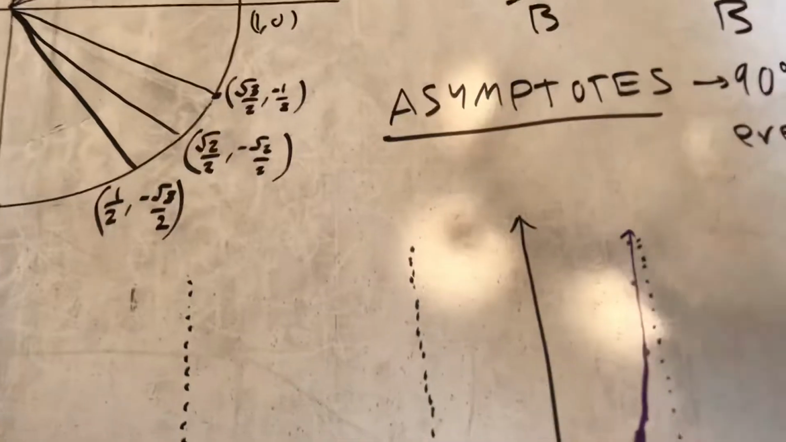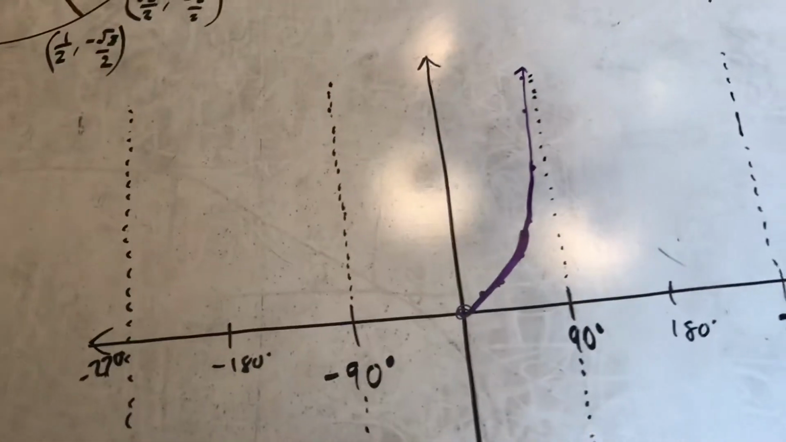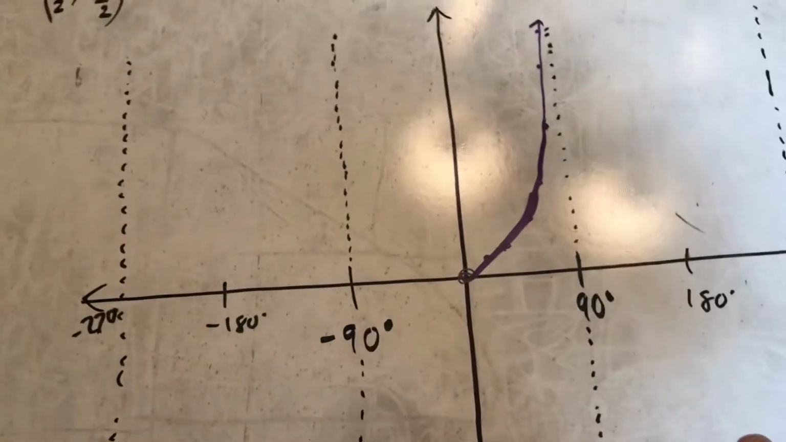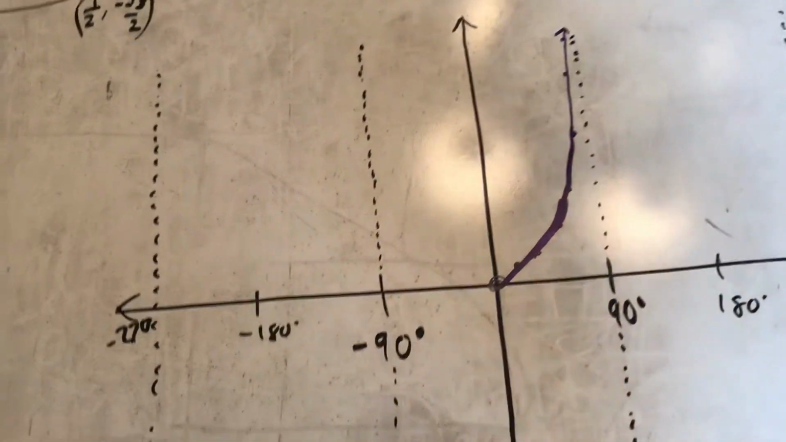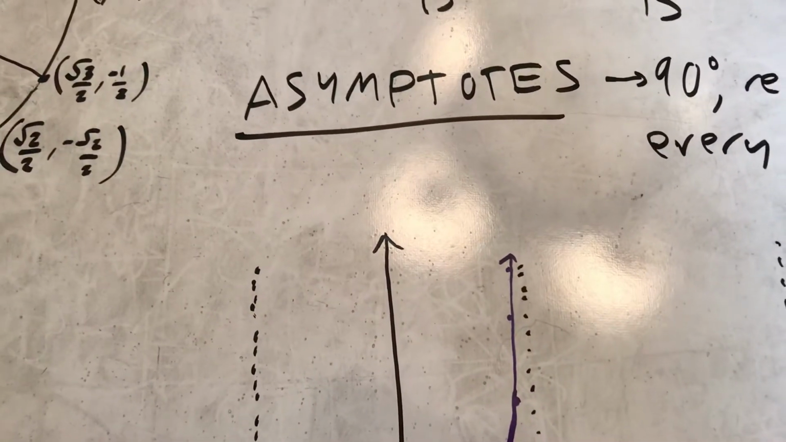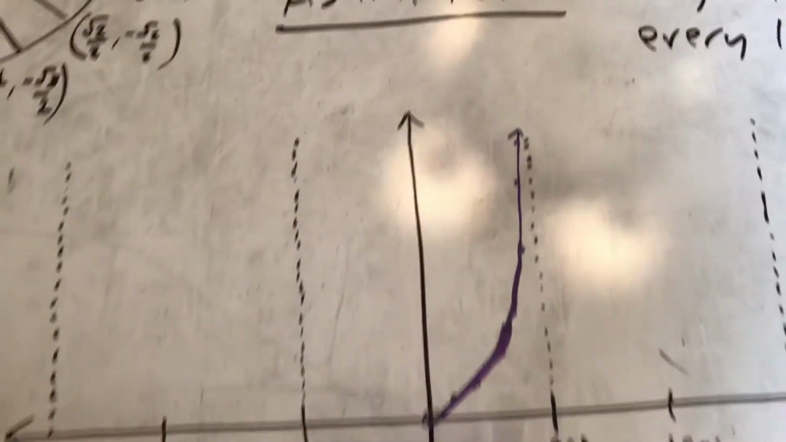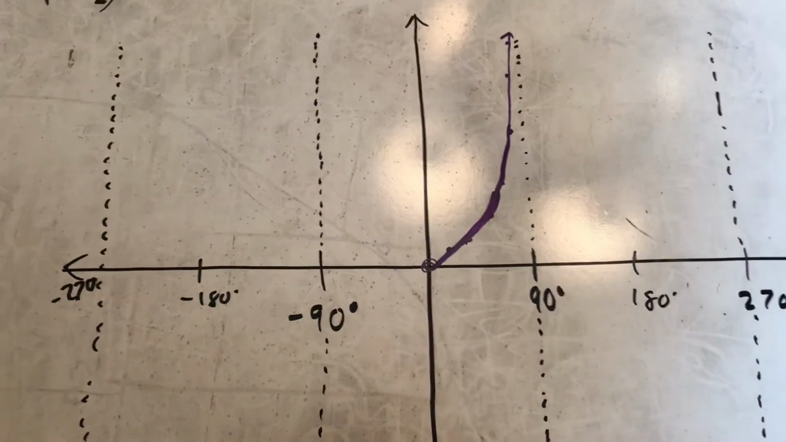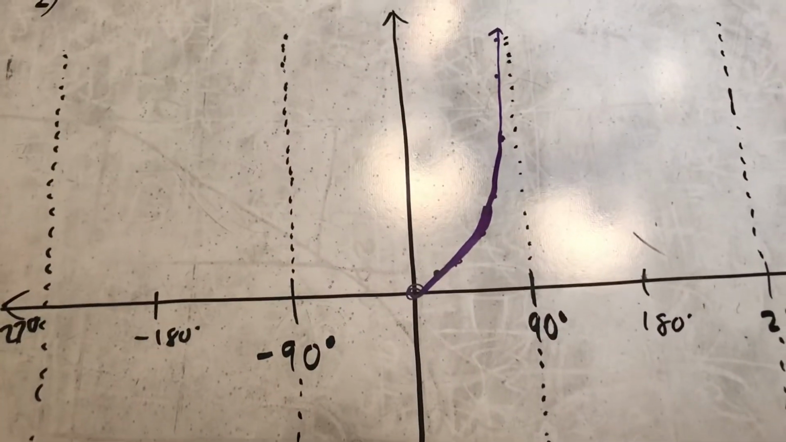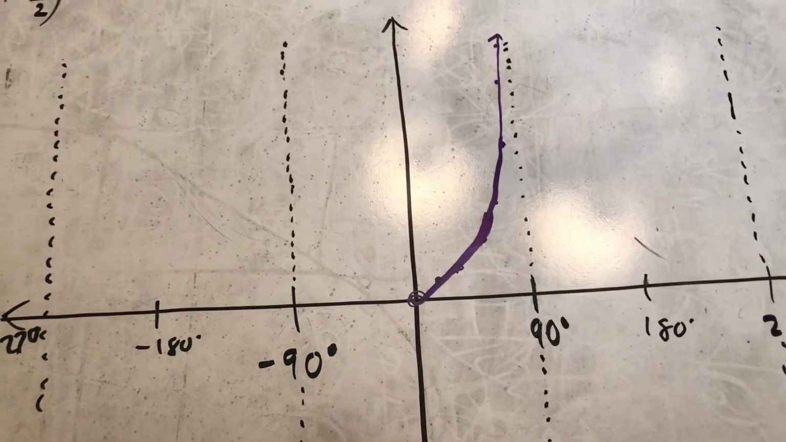And it will become almost vertical. Not quite, but almost vertical. But it'll never actually cross that line. And that line has a special name. It's called an asymptote. Okay? An asymptote is basically a line that a graph approaches. Usually graphs don't cross asymptote lines. Usually they just get closer and closer and closer to it.